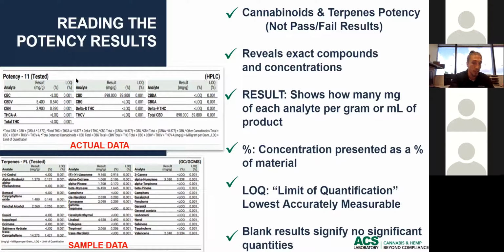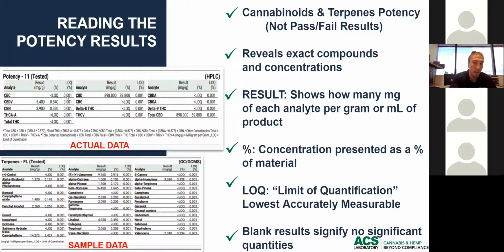So we can see on this product, for example, it was 0.54% CBDV, 0.39% CBN, and 89.8% CBD. We then also have our LOQ in this third column here. The LOQ is your limit of quantification. What that means is it's the lowest possible concentration of that cannabinoid in the product that our laboratory could accurately detect.